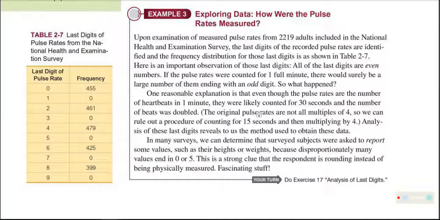Table 2-8 is a frequency distribution of the weights, in grams, of randomly selected pennies. Examination of the frequencies reveals a large gap between the lightest pennies and the heaviest pennies. This suggests that we have two different populations.